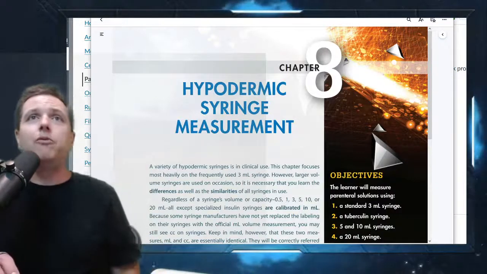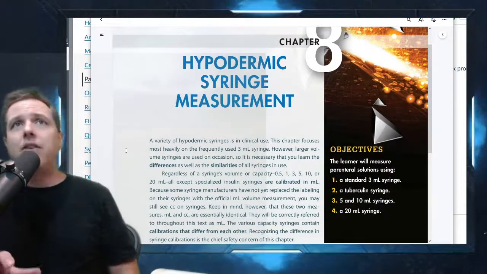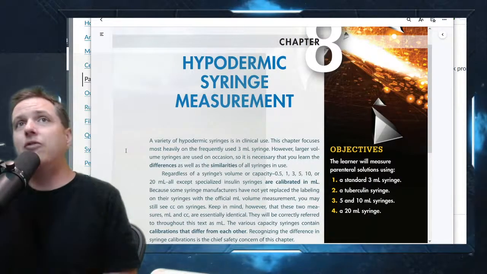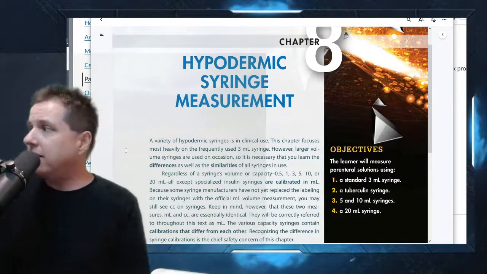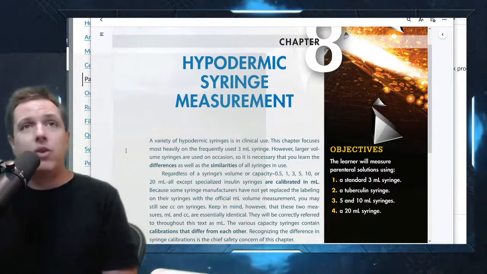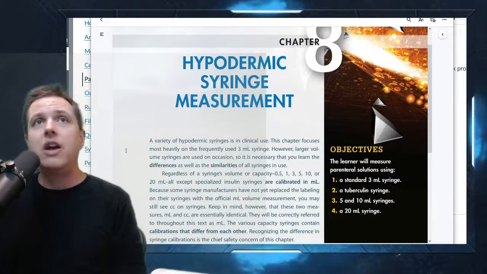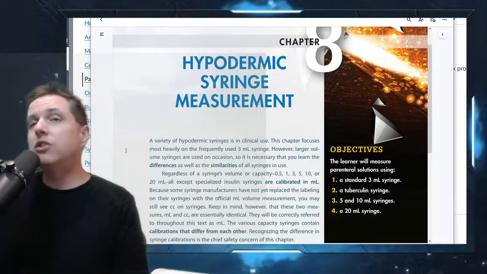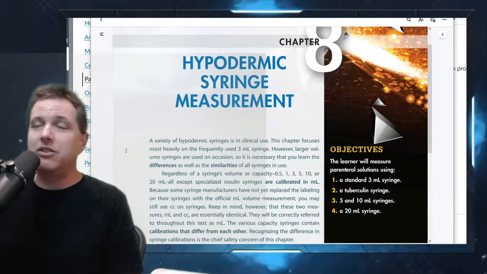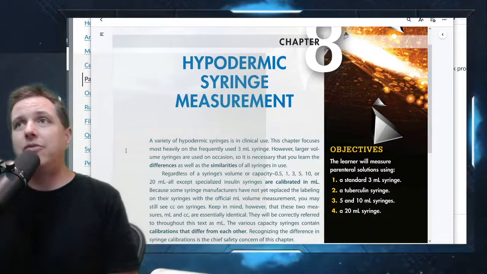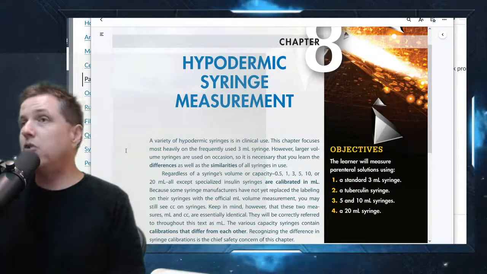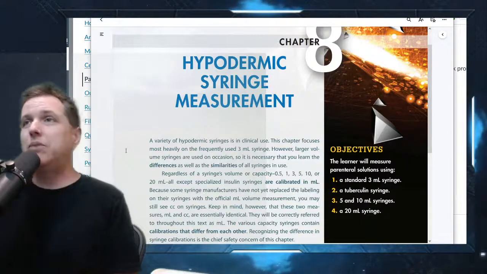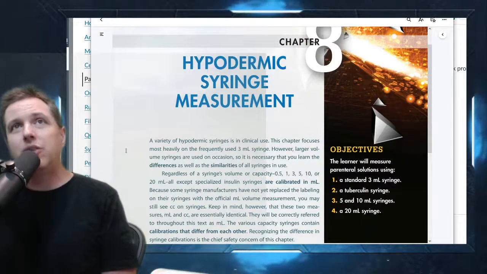So really helpful. There's a variety of hypodermic syringes used in clinical use, right? So you're going to have to be comfortable with recognizing the different syringes, knowing when the different syringes should be used, and then being able to use those. Just because there's lots of different medicines, and as you'll see today, there's lots of different ways that you're going to have to get the proper dose of a medicine. There's lots of syringes. There's little tiny syringes. There's big giant syringes. There's the normal syringes.